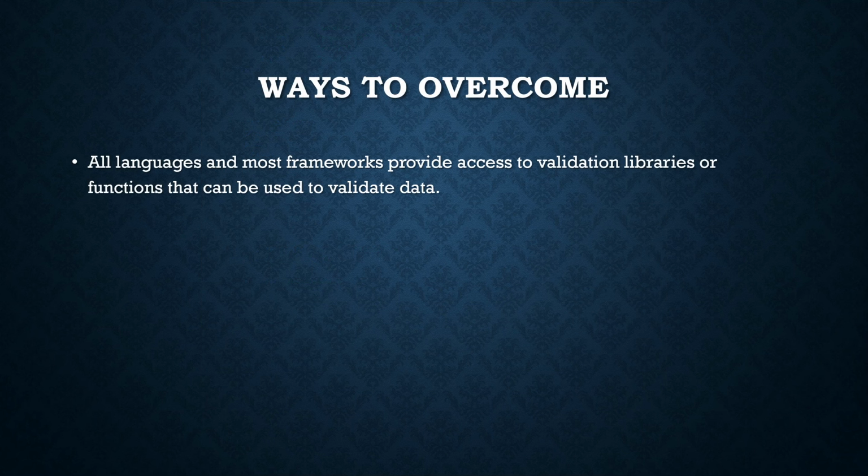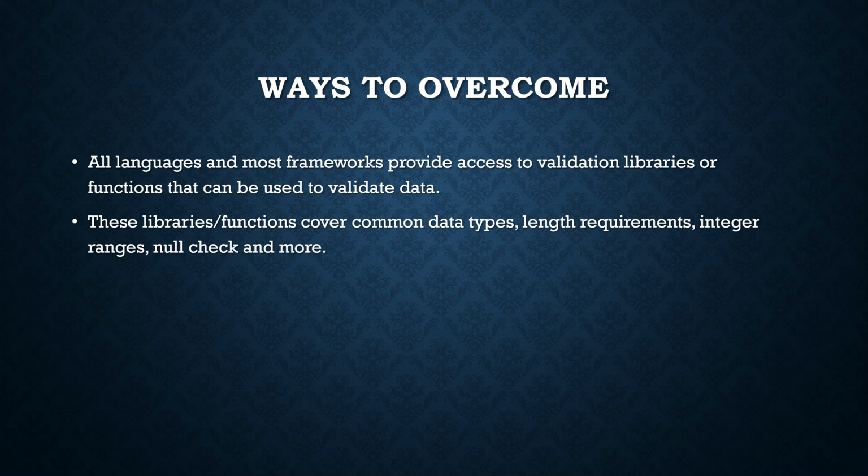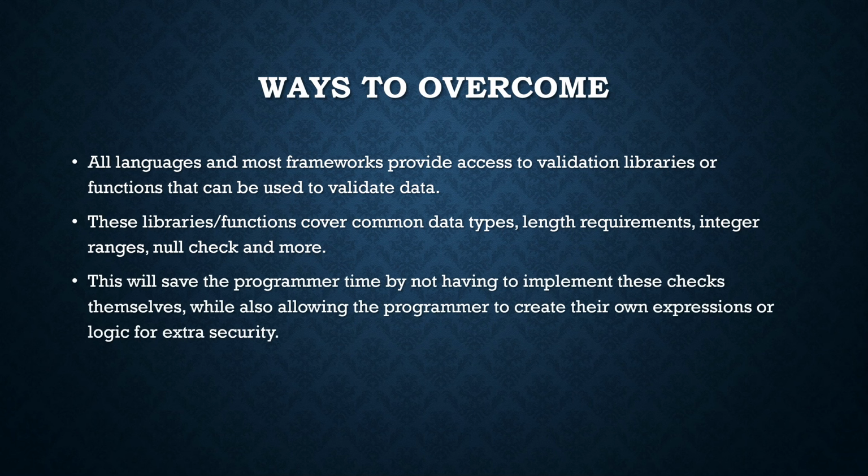Ways to overcome this: all languages and most frameworks provide access to validation libraries or functions that can be used to validate the data. The libraries and functions cover common data types, length requirements, integer ranges, null checks, and more. These libraries help save the programmer time by not having to implement the checks themselves, but also allow them to create their own expressions or logic for extra security. Another added advantage is that the people that make these libraries often will go through their own tests to ensure that what they are passing to users works appropriately.